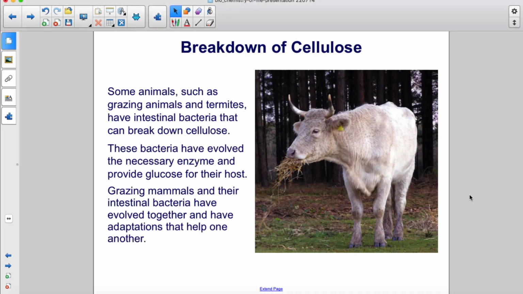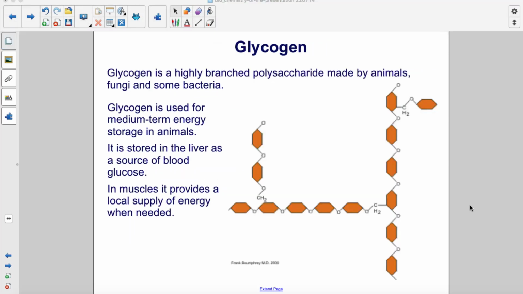Some animals, such as grazing animals and termites, have intestinal bacteria that can break down cellulose. These bacteria have evolved the necessary enzyme and provide glucose for their host. Grazing mammals and their intestinal bacteria have evolved together and have adaptations that help one another.